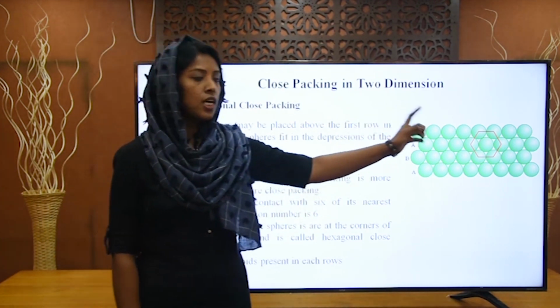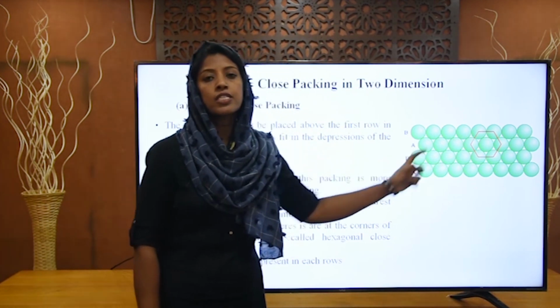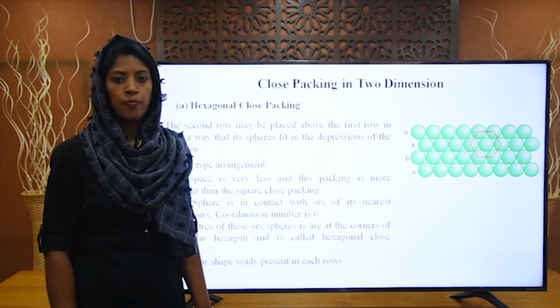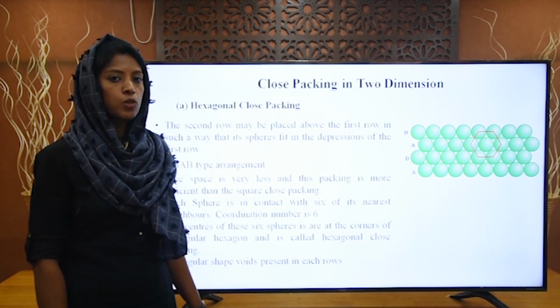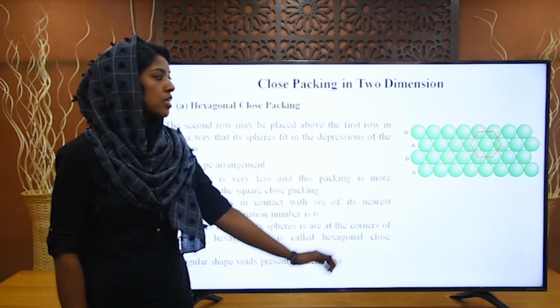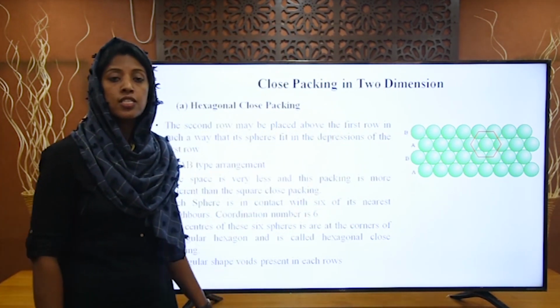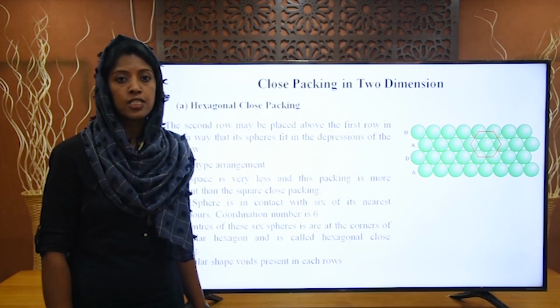Here we can see each sphere is in contact with 6 of its nearest neighbors. So the coordination number is 6. And if we draw lines connecting the centers of each sphere and its nearest neighbors, it will look like a hexagon. That is why this structure is known as hexagonal close packing and the coordination number is 6.